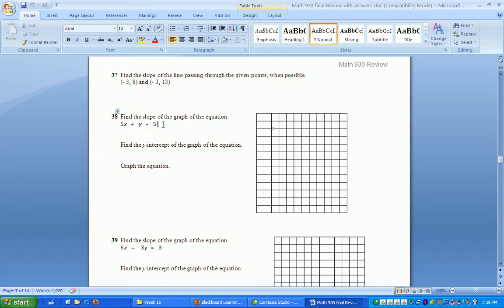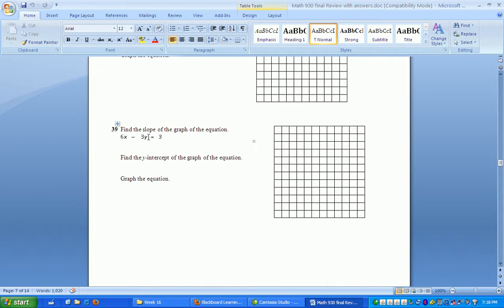So for this one, we would obviously take the 5x over to this side. We'd have y is equal to 5 minus 5x. The minus 5x is going to be the slope of this one, and plus 5 is going to be the y-intercept. To find the slope of this one, do the same thing: get y all by itself, and the coefficient in front of the x is going to be your slope.